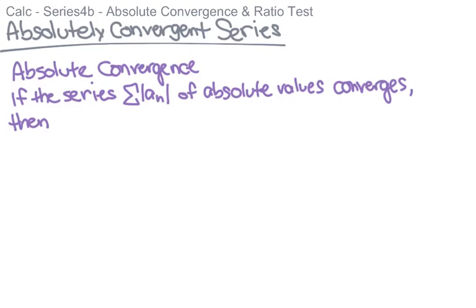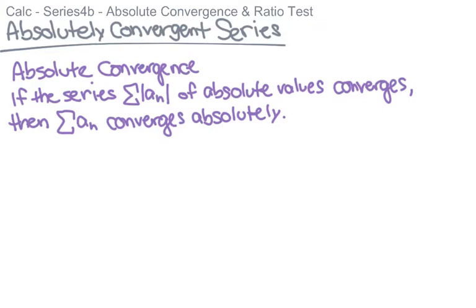And the preface for this is saying that if the series, the Riemann sum of the absolute value of a sub n, of absolute values, okay, so this notation is basically saying the Riemann sum of absolute values converges, if the series of positive values converges, then we say that the Riemann sum of the series in general converges absolutely.